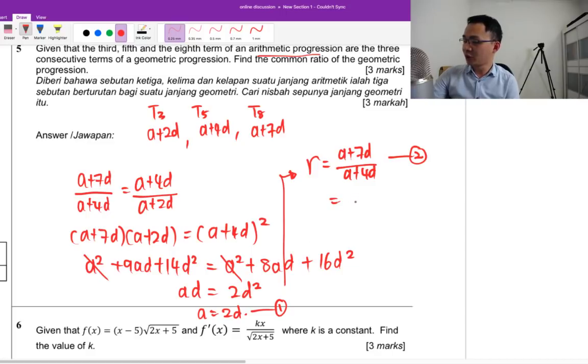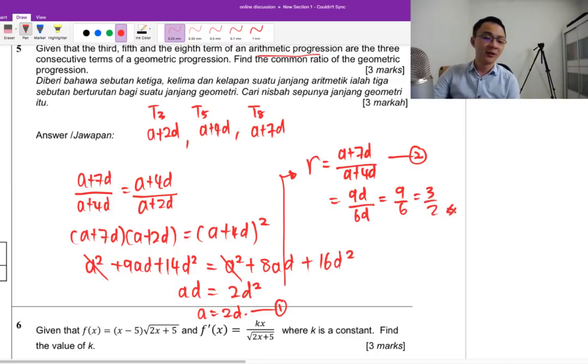Then I will have 2D plus 7D, which is 9D. This one 2D plus 4D, which is 6D. Alright, so it's 9 over 6, and then it's 3 over 2. That's all. So this is how we actually find the ratio.